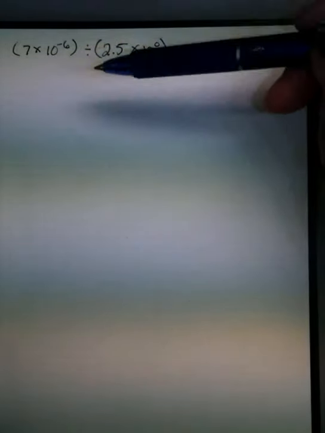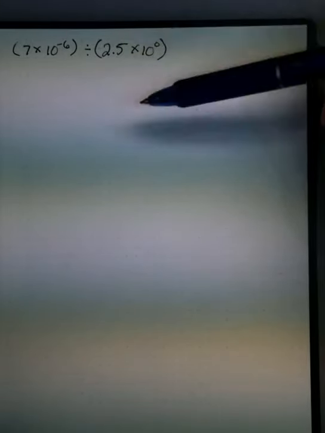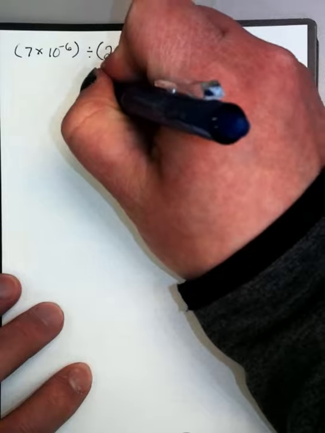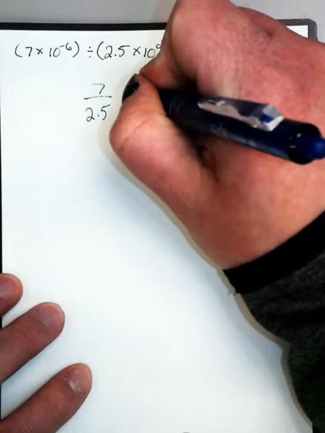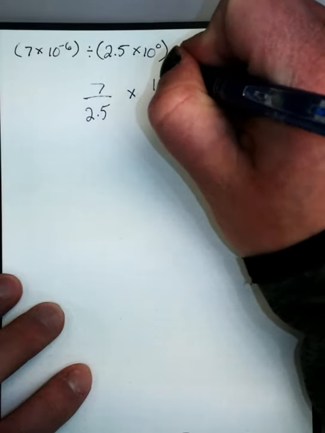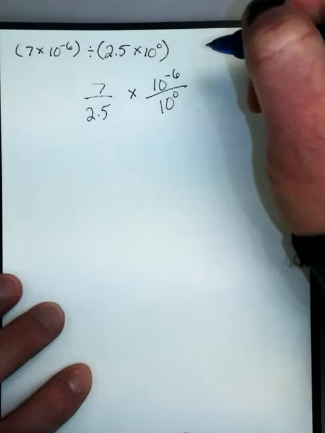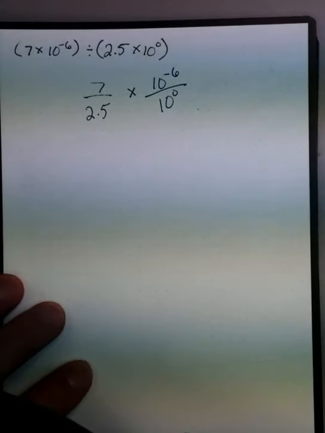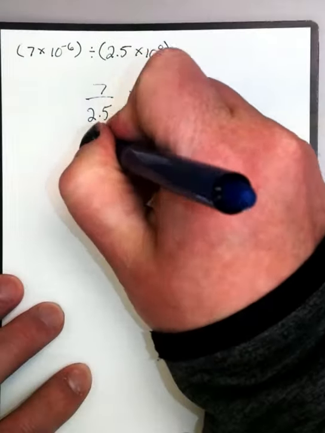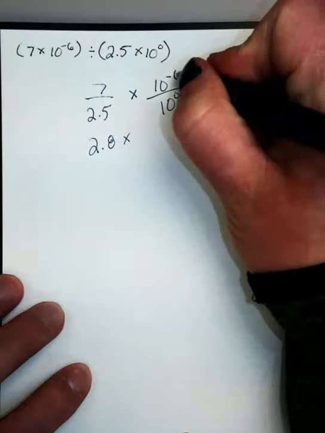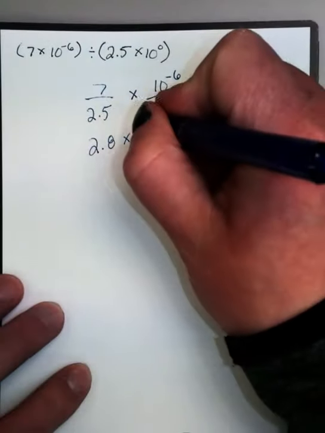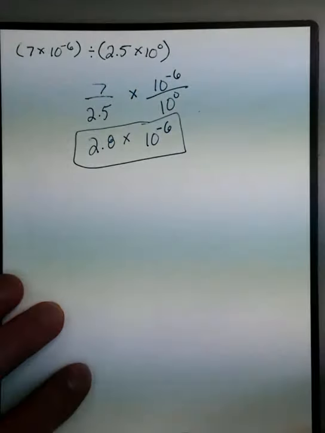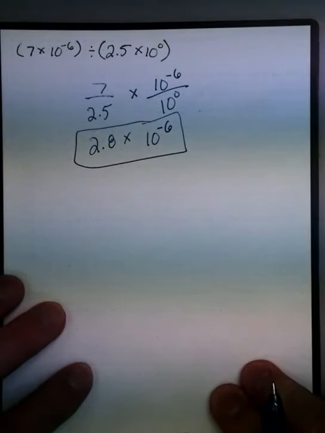In this next example, we have 7 times 10 to the negative 6 divided by 2.5 times 10 to the 0. Once again, I'm going to set this up like two fractions. Seven divided by 2.5 is equal to 2.8. Negative 6 minus 0 is still negative 6. So my final answer is 2.8 times 10 to the negative 6.